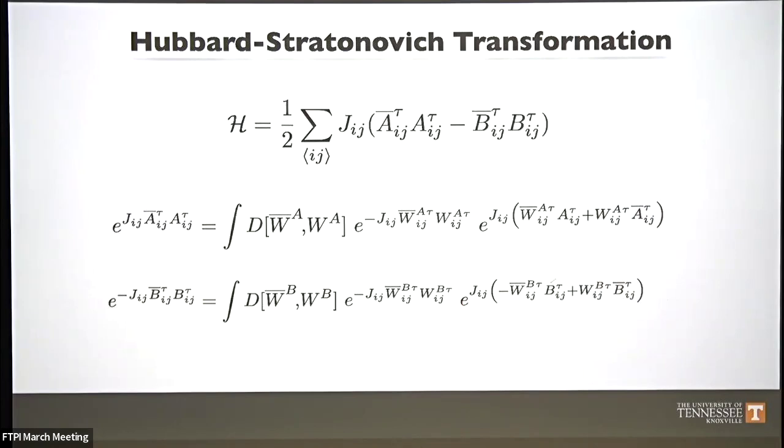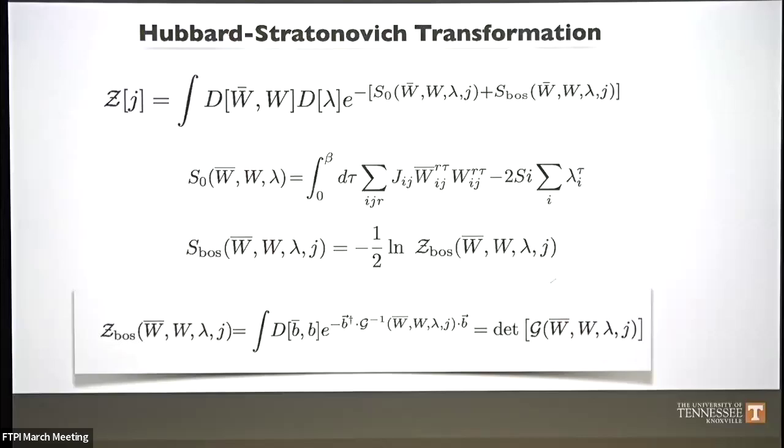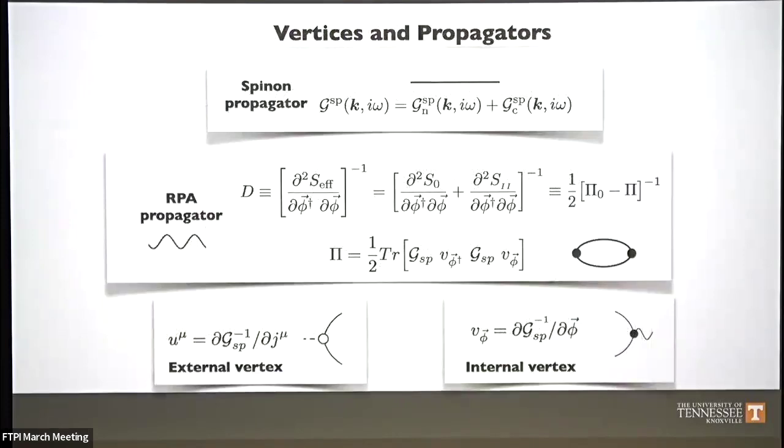my fields will be these W fields associated with these two bond operators A and B, and we can now in principle integrate out the bosons, right, the Schwinger bosons, and get a theory in terms of these auxiliary fields, and then we can do the usual saddle point expansion, the Gaussian fluctuations, and all that can be done basically in a diagrammatic way where we have to introduce a propagator for the spinons, right, for the bosons, and then a propagator for these auxiliary fields, the RPA propagator.